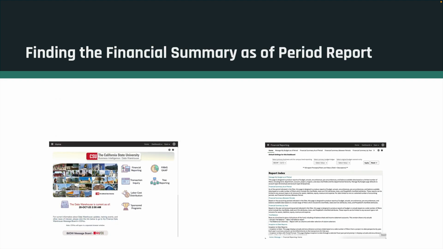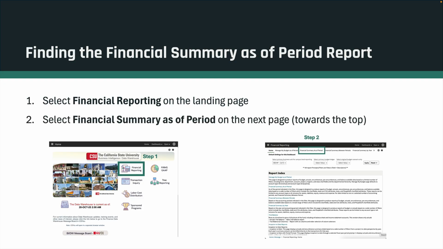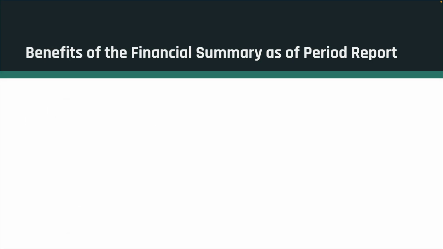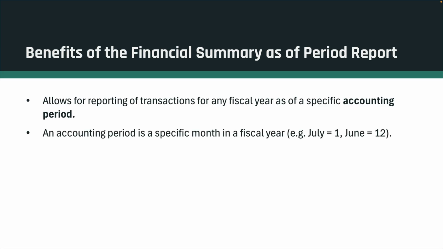From here, select Financial Reporting and then Financial Summary as of period in the menu at the top. The report we'll be using is the Financial Summary as of period report. This report shows activity for a given fiscal year up to a selected accounting period. Each period represents 1 month of the fiscal year, with July being period 1 and the following June being period 12. In the end, this report is great at answering the fundamental question, how is our spending to date?